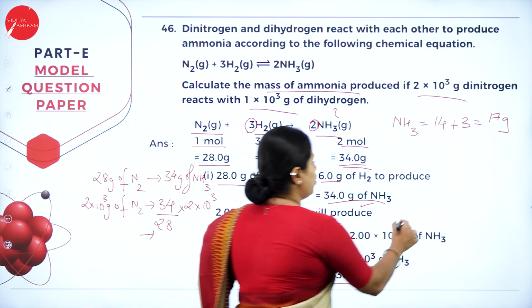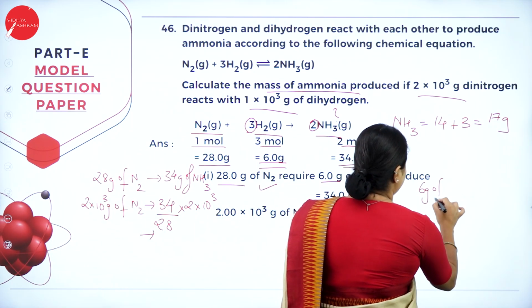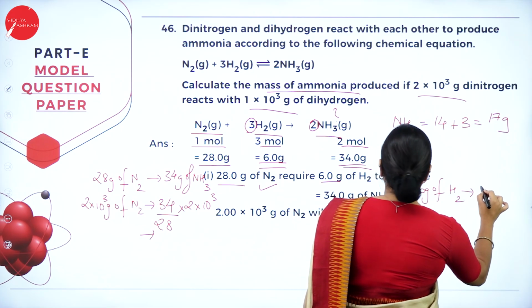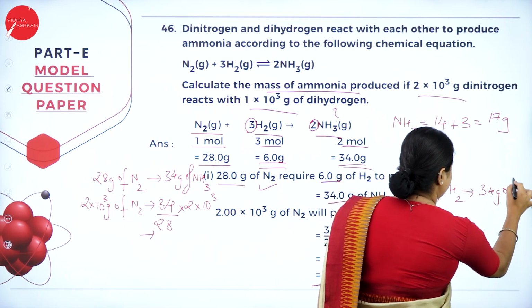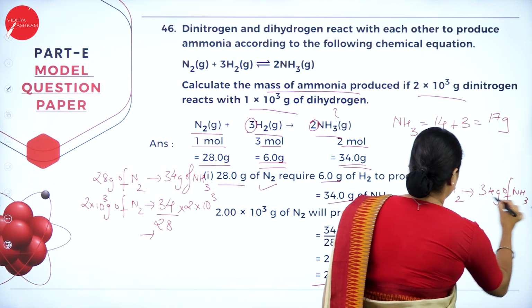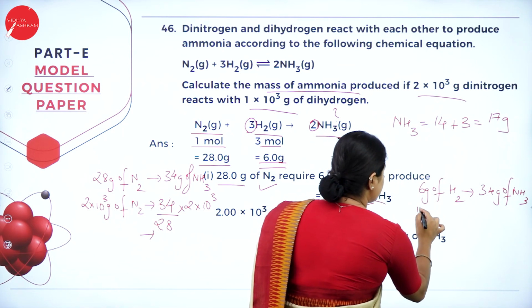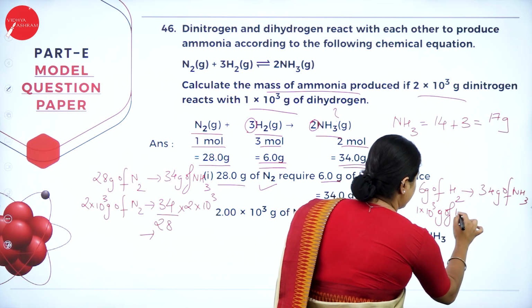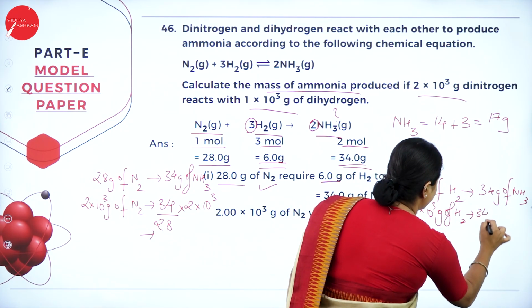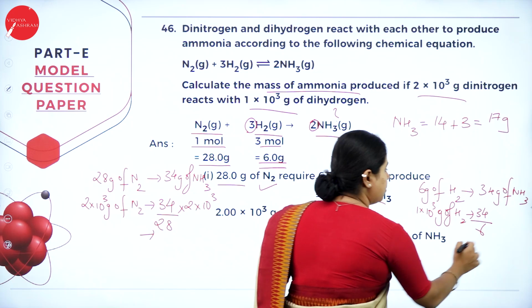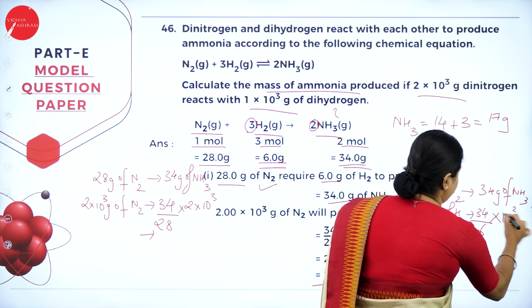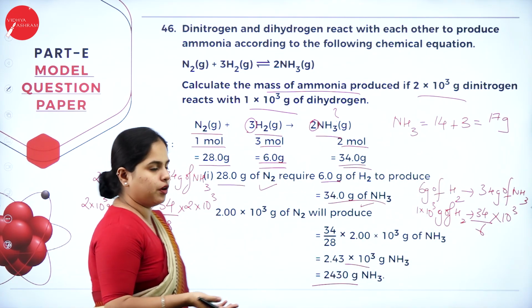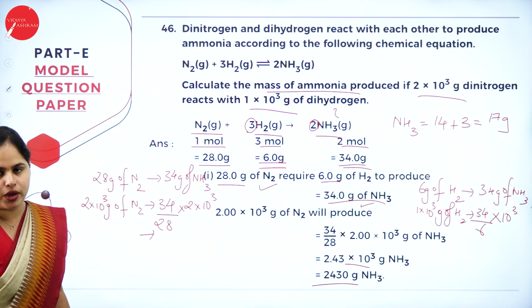That means you know that 6 gram of hydrogen will give me 34 gram of ammonia. Right. Now, if that's the case, 1 into 10 to the power 3 gram of hydrogen, if I am taking, what will happen? It will be 34 divided by 6 into 10 to the power 3. So, that will give you the mass of ammonia, which will be the same itself. So, I hope it is clear.